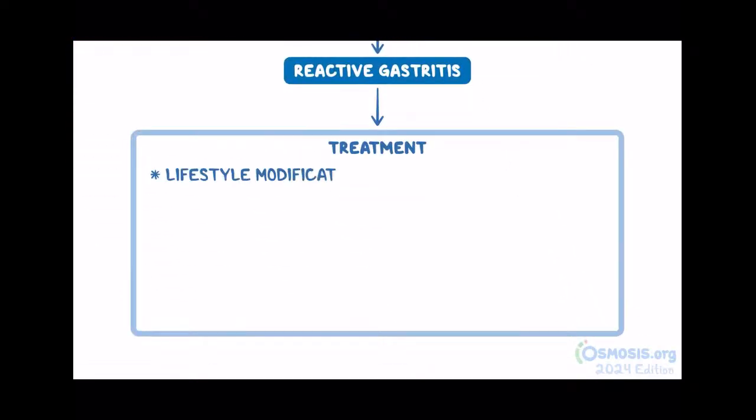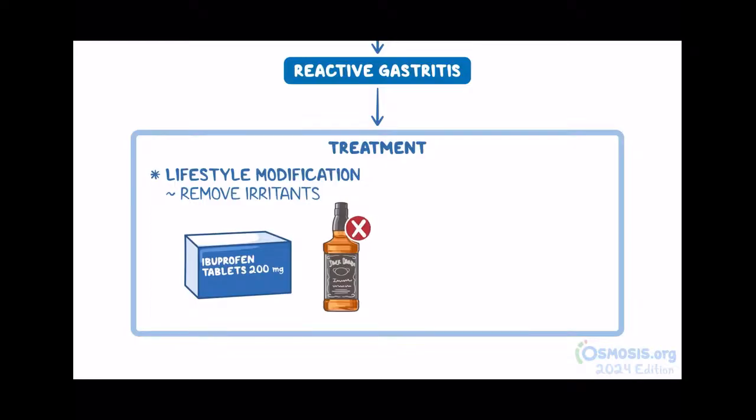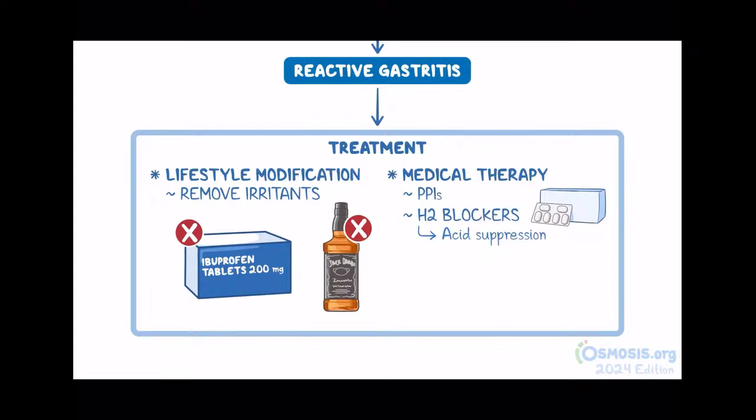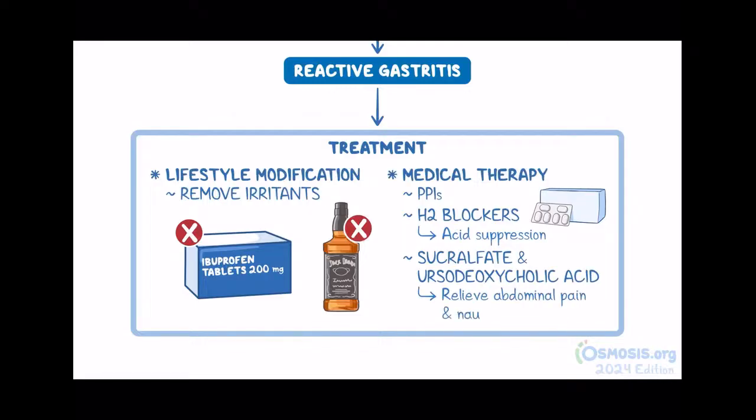Treatment includes lifestyle modification by removing irritants such as alcohol and NSAIDs. Your patient might need medical therapy, including proton pump inhibitors and H2 blockers for acid suppression, as well as sucralfate and ursodeoxycholic acid to relieve symptoms like abdominal pain and nausea.